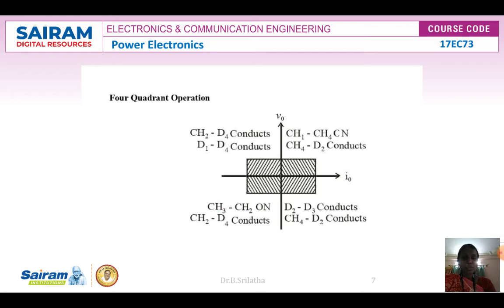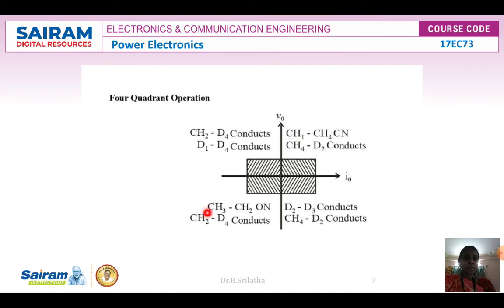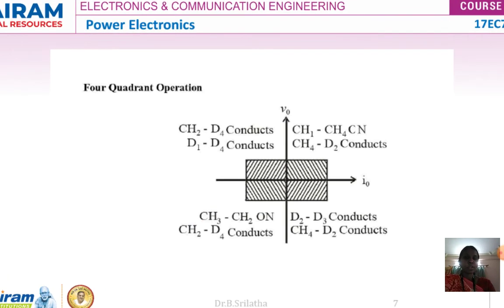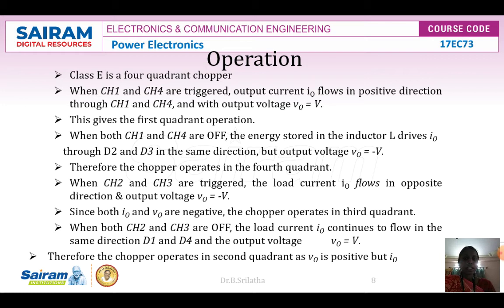Then if chopper 3 and chopper 2 are both on, both the output voltage and output current go to negative. When diodes D2 and D3 are on and chopper 4 is on, I0 is positive but V0 goes to negative. The same operation we can call the 4 quadrant chopper.